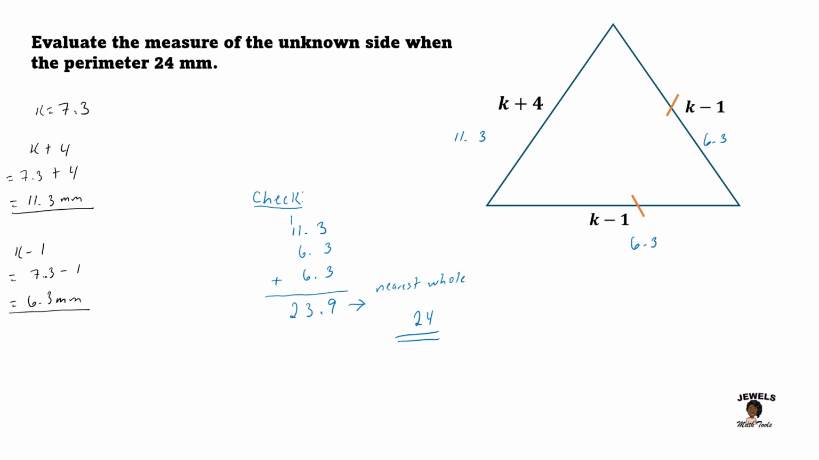Okay, so I hope this video was very helpful to you. I hope the steps were easy for you to follow. Remember that whenever you're working with expressions, you're calculating the perimeter and you get your measurement for your variable, always go back and check just to make sure the answer actually makes sense as it relates to your perimeter that you're given.